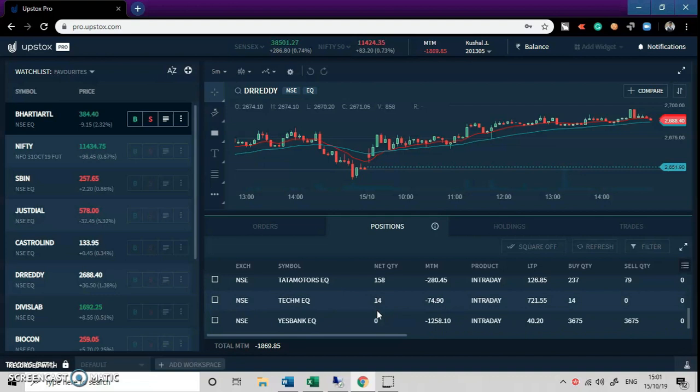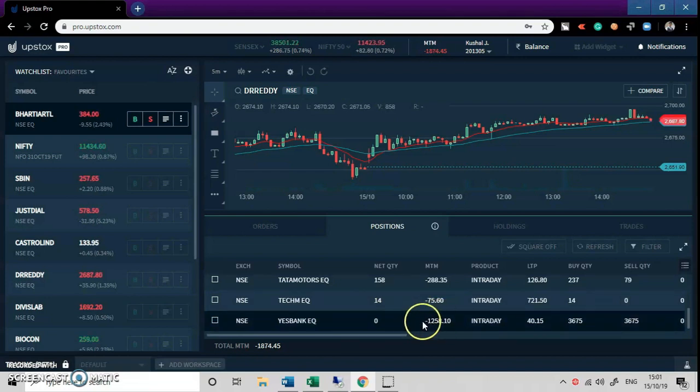Now RBL is giving me 200 rupees profit, Biocon is giving only 4 rupees loss, DLF is giving me 450 rupees loss, Tata Motors is giving me 280 rupees loss, Tech Mahindra is giving me 74 rupees loss. However, Yes Bank is giving me 1258 rupees loss.